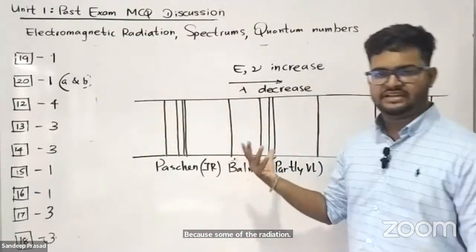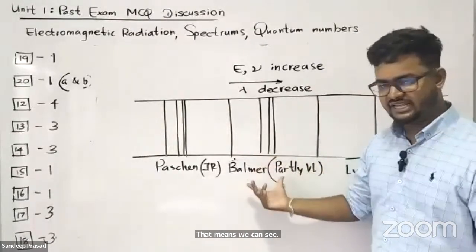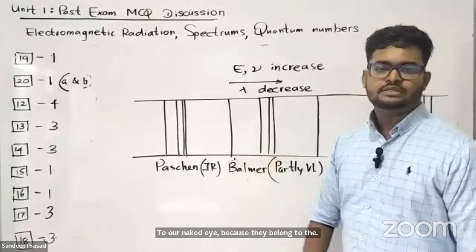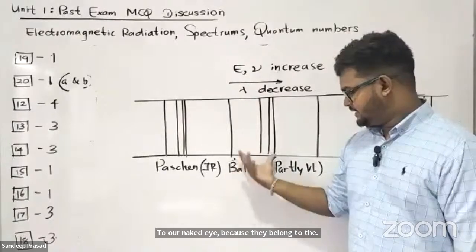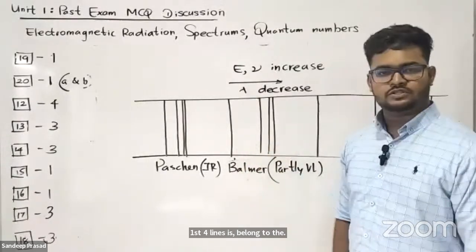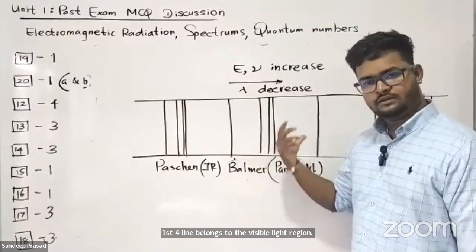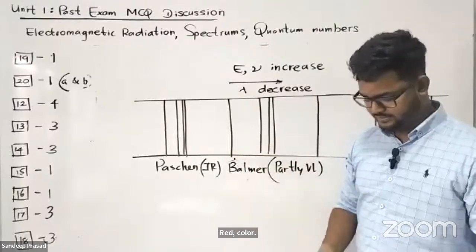Especially the Balmer series lines can be seen by our naked eye because the first four lines belong to the Balmer series. The first four lines belong to the visible light region: red color, green color, blue color, violet color. We can see these four colors, right?